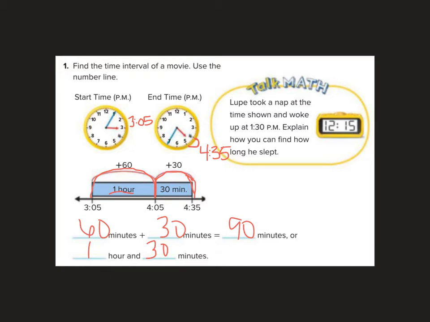Lupe took a nap at the time shown and woke up at 1:30. Explain how you can find how long he slept. So let's do this my way. We started at 12:15. This is how I draw it on my paper when I'm doing it. If I go from 12:15 to 1:15, that was 1 hour. And I need to end at 1:30, so I would need to jump another 15 minutes to end at 1:30. So 1 hour, 15 minutes is how long he slept for his nap.